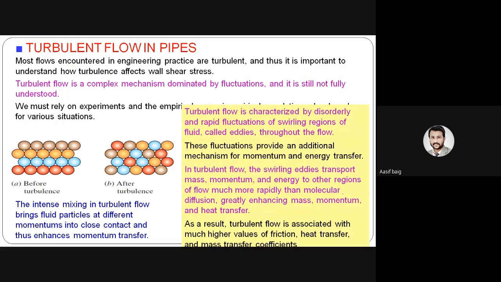These fluctuations provide an additional mechanism for momentum and energy transfer. In turbulent flow, the swirling eddies transport mass, momentum, and energy to other regions of the flow much more rapidly than molecular diffusion, greatly enhancing mass, momentum, and heat transfer. As a result, turbulent flow is associated with much higher values of friction, heat transfer, and mass transfer coefficients. The intense mixing in turbulent flow brings fluid particles at different momentum into close contact and thus enhances momentum transfer.